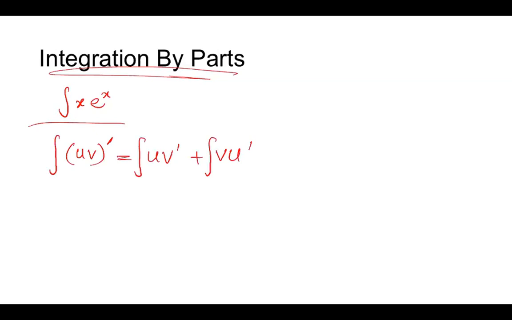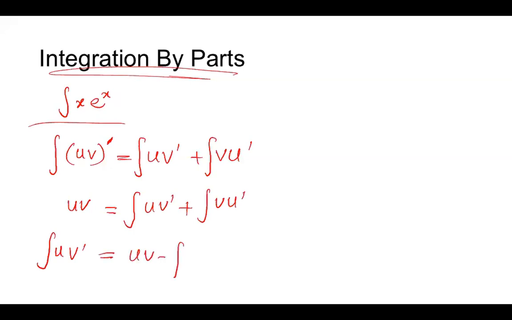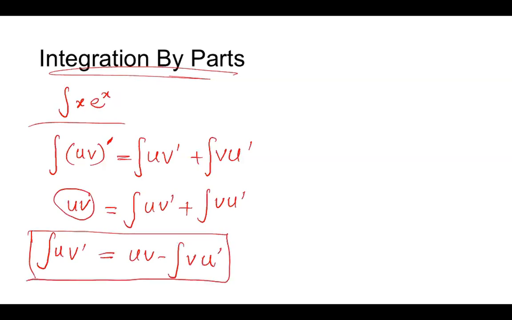Both sides. So this will become uv, because the derivative and integrals are somehow opposite. This is going to be uv, and this will become again u times v prime plus v times u prime. And if you arrange this equation, this will become the integral of u v prime equals this guy on the right hand side. So this is actually the equation, the integration by parts, which is given in most of the books.